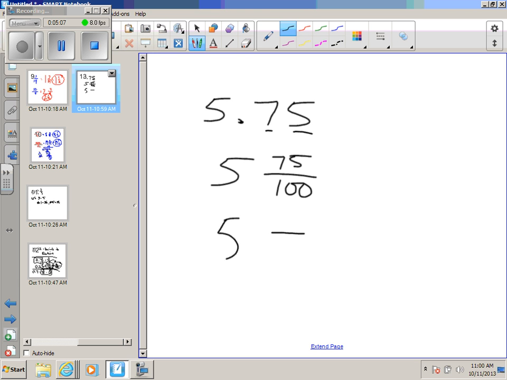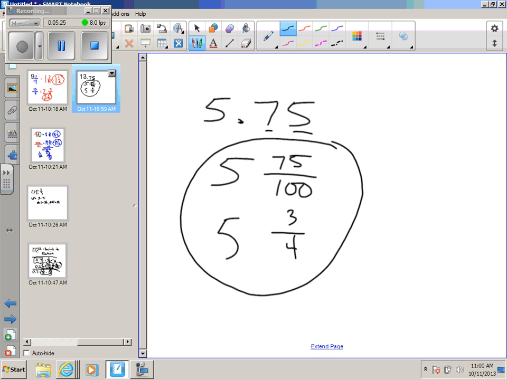Can I think of maybe what I could divide them both by to get my equivalent fraction this time? Carlos? 25. Yeah, 25. 75, how many 25s are in 75? And 4. So those two would work. Now if you're not comfortable with that, you could say, oh, I'll just multiply it by 2. Okay. So 150 over 200 would also work.